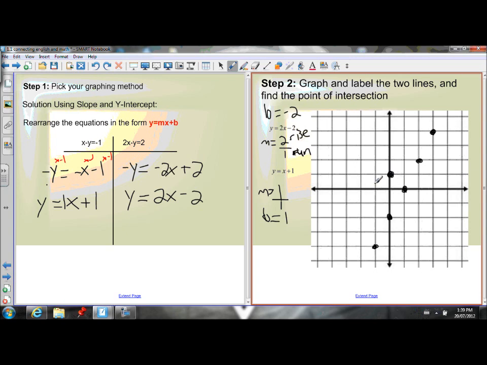Next, you're going to plot your next points to the right by using your rise over run, your slope. Okay, so I'm going to go up 1 over 1. That's my next point. Up 1 over 1. There's the next point. Up 1 over 1. There's the next, and keep going.